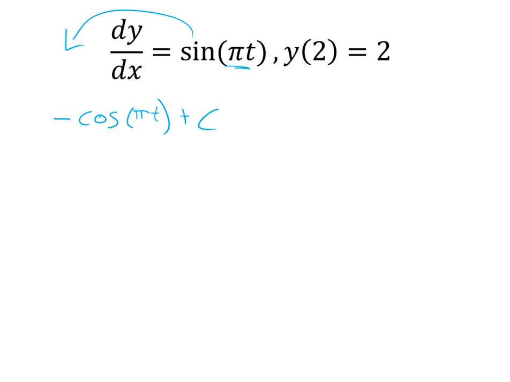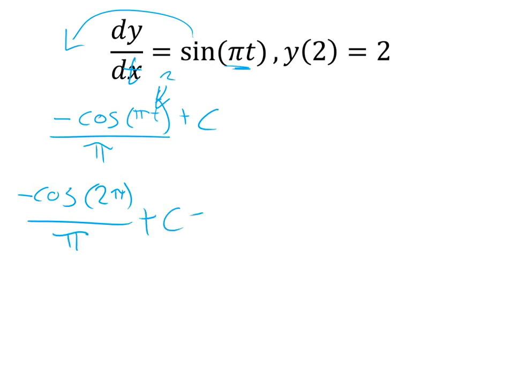But we've got to take into account the derivative of the inside, and divide by it. The derivative of the inside would just be pi, so we're dividing by pi, plus c. Now we take our 2 and plug that 2 in for the t right here. So we've got negative cosine of 2 pi all over pi plus c is equal to 2.